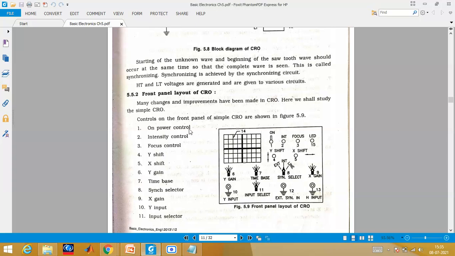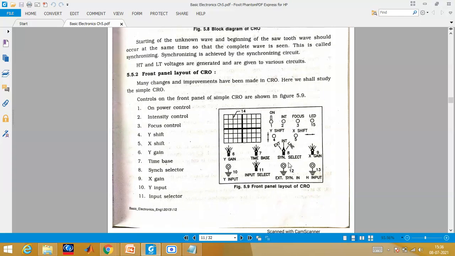First of all, you will have the power control, where a switch will be provided to you. You can press this to turn it on or off. As I told you, the intensity control will control the intensity of that particular waveform. Focus means how sharp you want to see it, so those knobs will also be there. Intensity and focus will be present on the actual screen. Then the LED will glow whenever you switch it on or off, so you can easily see it with the help of the LED.